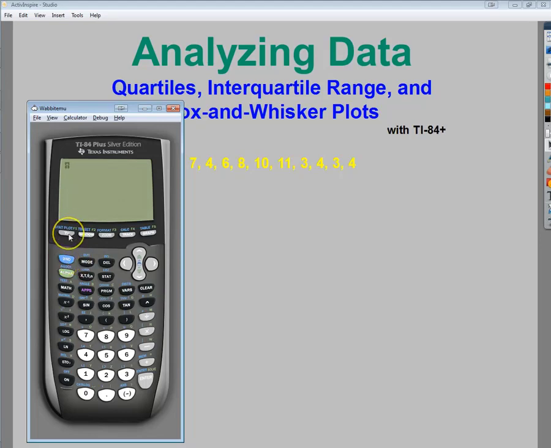So hit second and y equals. And you're going to actually turn one of the plots on. By the way, once you turn a plot on, you have to turn it back off, or when you try to graph normally, your calculator will go out of its mind. It doesn't understand what you're trying to do.